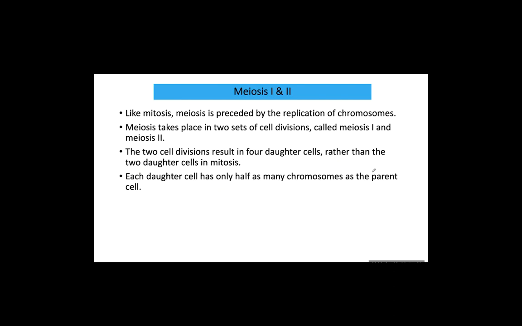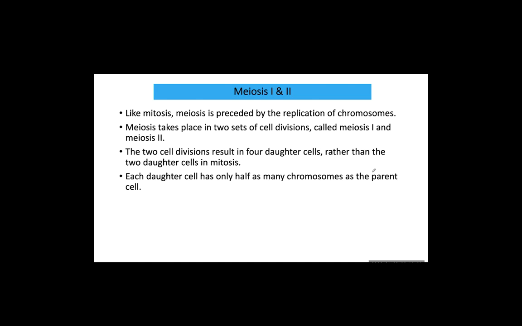Now we are going to examine meiosis in detail. Similar to mitosis, meiosis is preceded by the replication of a chromosome. You saw that just before. But there's a difference between mitosis and meiosis. Meiosis takes place in two sets of cell division called meiosis I and meiosis II.